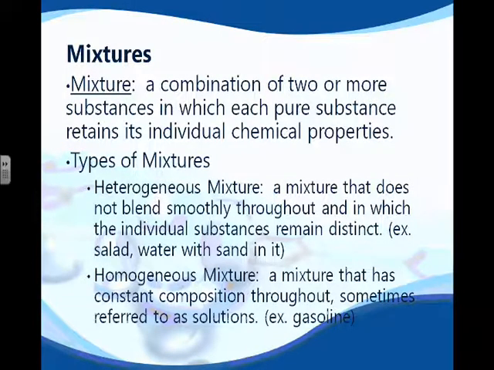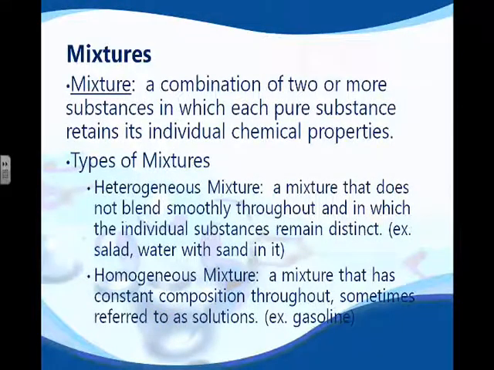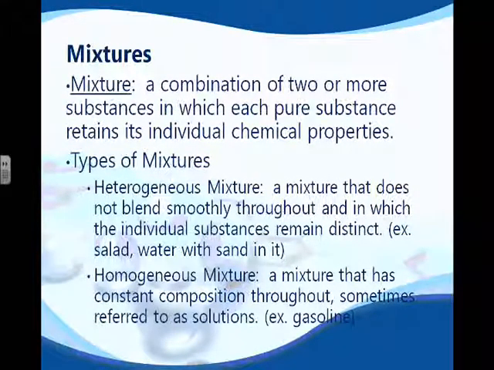A homogeneous mixture is one that has a constant composition. That means you can't see the different parts. It's most of the time referred to as solutions. One example of that is gasoline. It's made up of several different liquids, and so you can't see the different liquids separately. It's all in one. Now, we can separate mixtures.